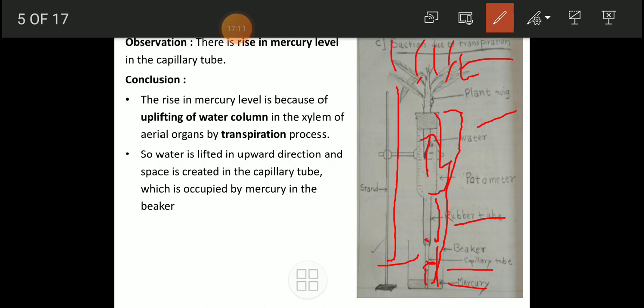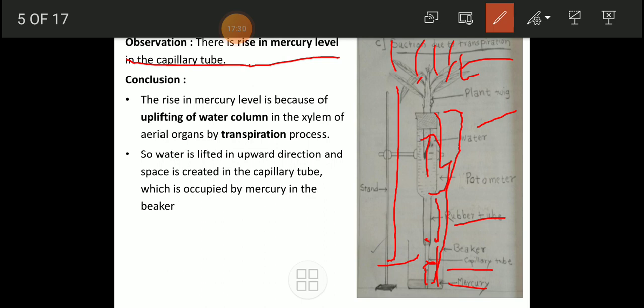So what is the observation? There is a rise in the mercury level in the capillary tube when we set up this experiment and expose it to the sunlight. Now what are the conclusions?